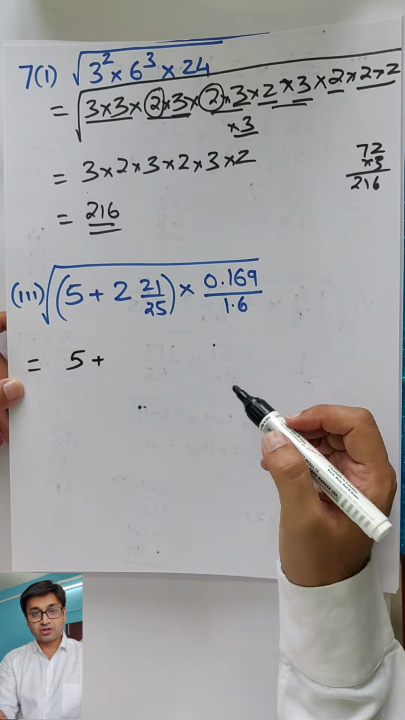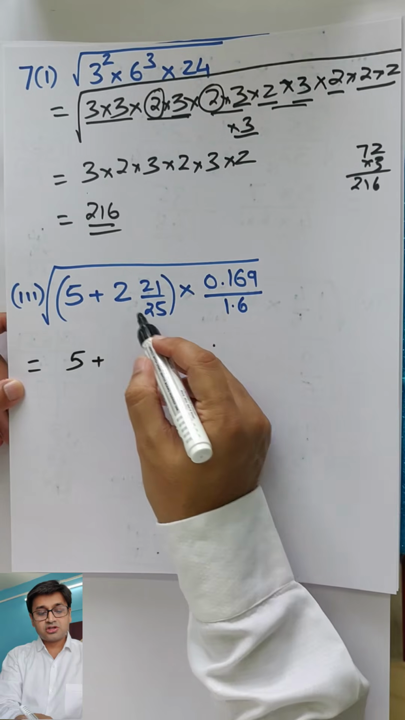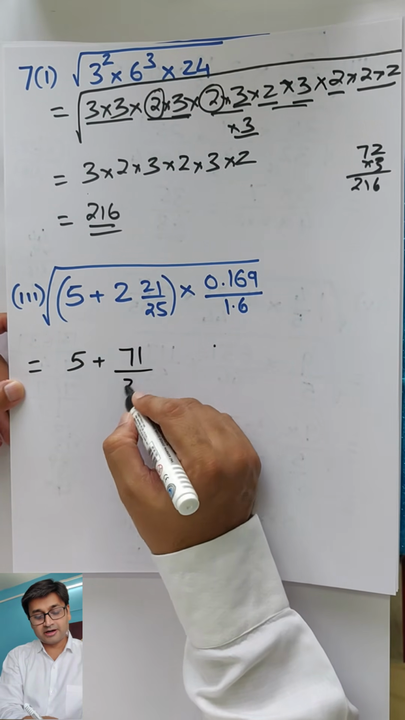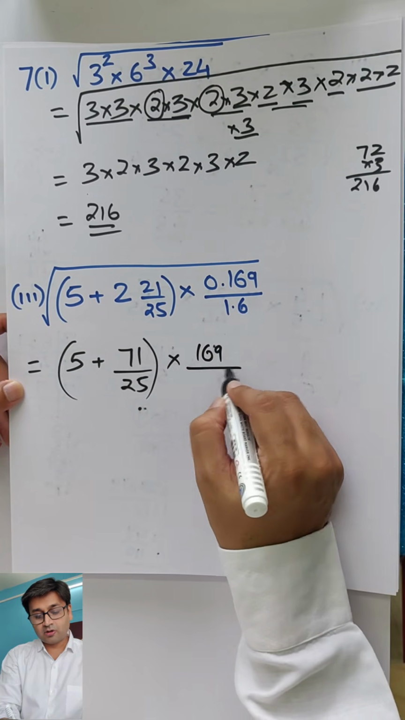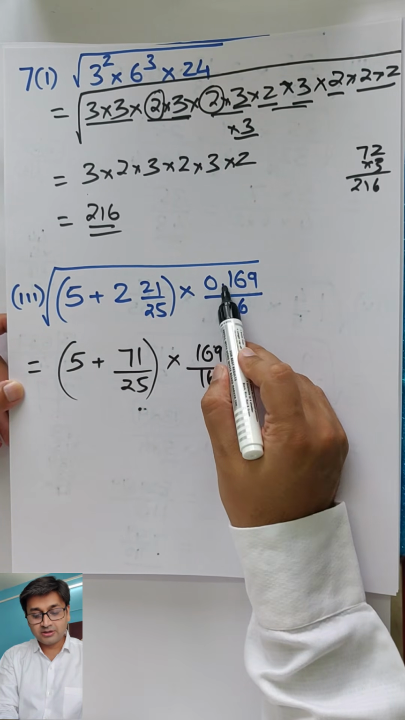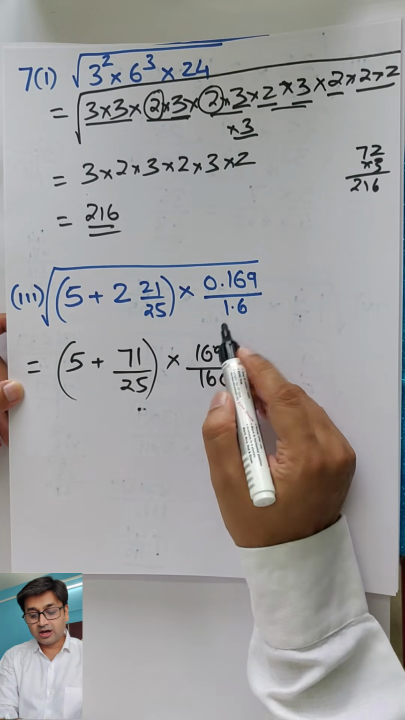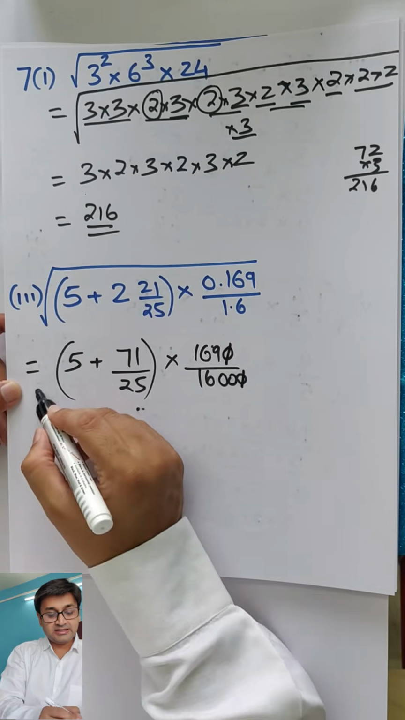5. Convert this mixed fraction. You're with me yet? No. Pause and try on your own. So 25 2s are 50. 50 plus 21 is 71 by 25. Converted the mixed fraction. Let's get rid of all the decimals. So decimal and then 3 places, so put 3 zeros down. Decimal and then 1 place, so put 1 zero on top, cancel the 0. Life has become easy and smooth.